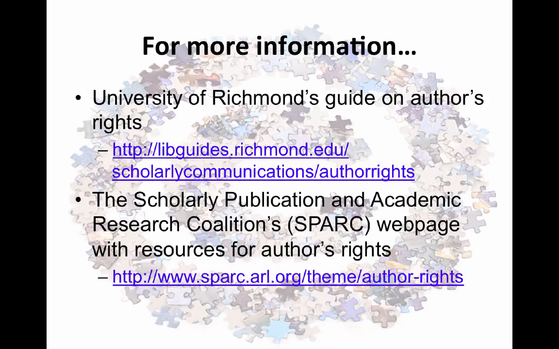For more information on authors' rights, please consult the University of Richmond's Guide on Authors' Rights at the following URL. Another great resource is the website of the Scholarly Publication and Academic Research Coalition, also known as SPARC. Their webpage on authors' rights includes their authors' rights addendum for publishing agreements.